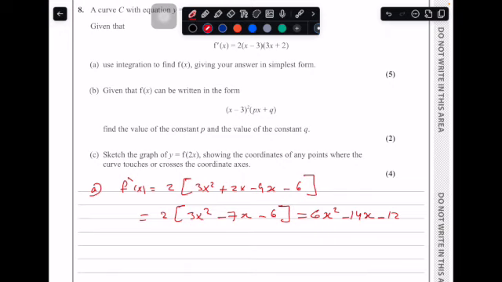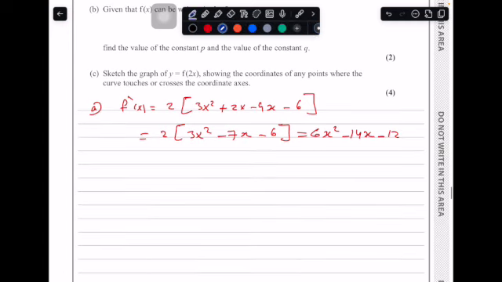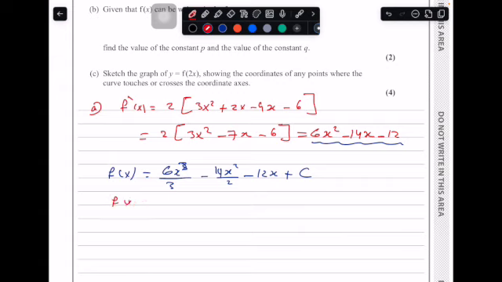The second part is to integrate to find the equation f of x. So f of x is equal to, integrate this expression, add 1 to the power and divide by the new power. It will be 6x to the power of 3 over 3 minus 14x to the power of 2 over 2 minus 12x plus c. Simplify. So we're going to have f of x equals 2x to the power of 3 minus 7x to the power of 2 minus 12x plus c.